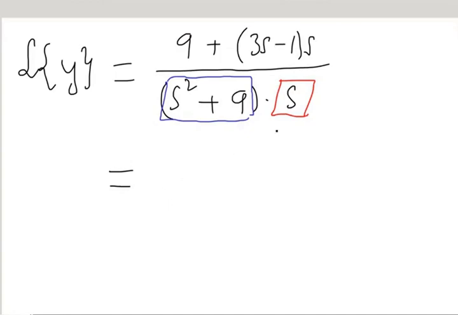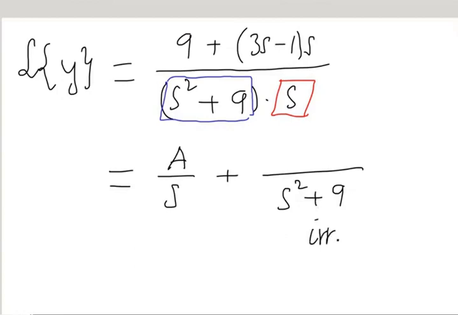Now the easiest term is s, just a over s. But for s squared plus 9, it's a quadratic term. We call it the irreducible quadratic. We cannot factor it. For an irreducible quadratic, we should have b times s plus c.